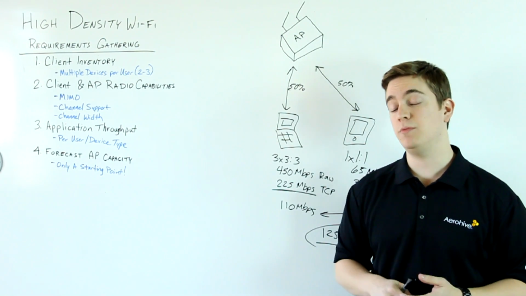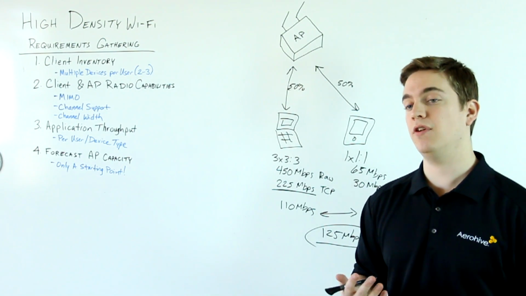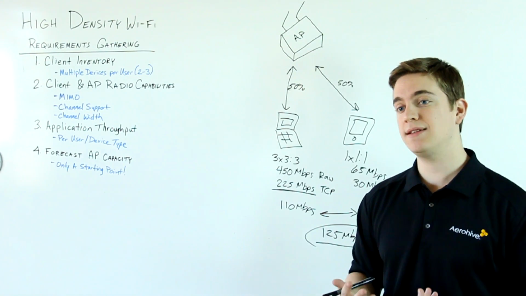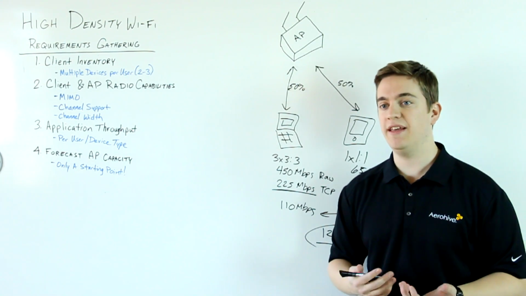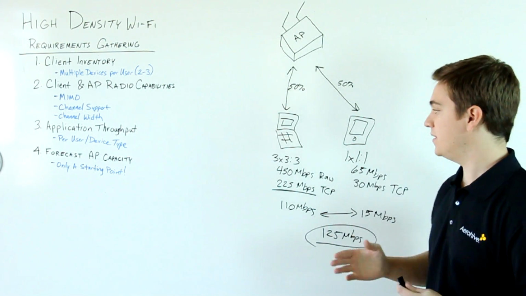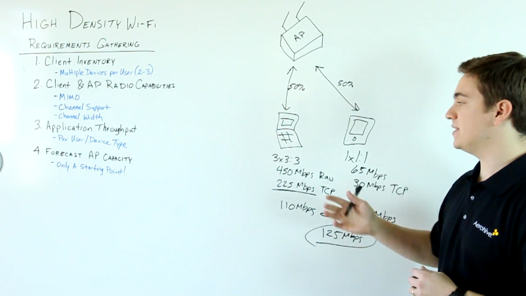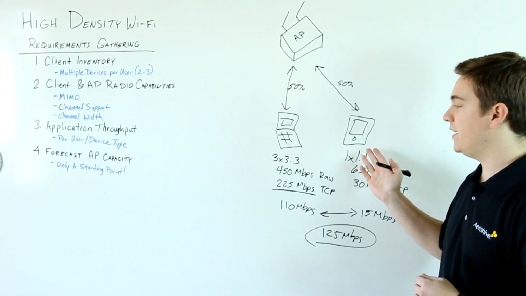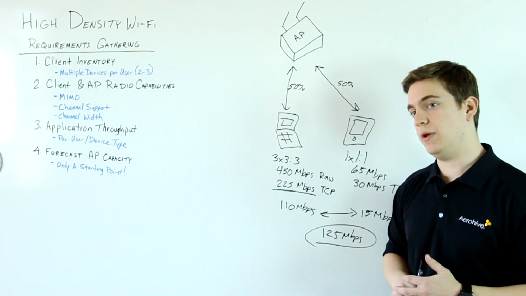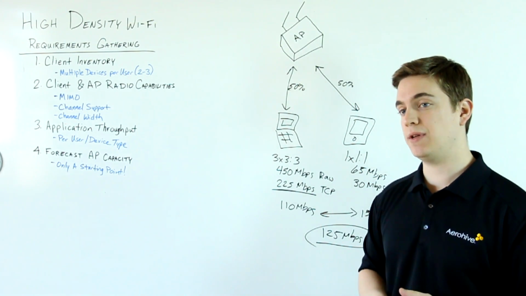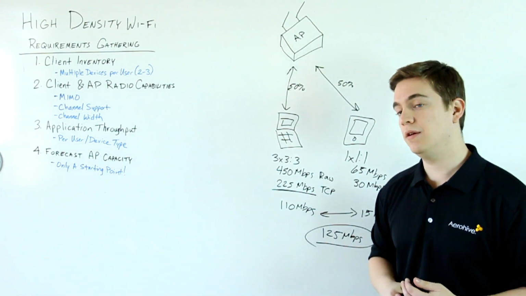And the same application being used on different device types can take different amounts of airtime or different capacity on the network in order to get that data through. So for instance, both of these devices, a laptop and a tablet, if they were both doing the same application, the tablet would take significantly longer or more airtime in order to get that same data through as the laptop would, because it's a slower speed client.